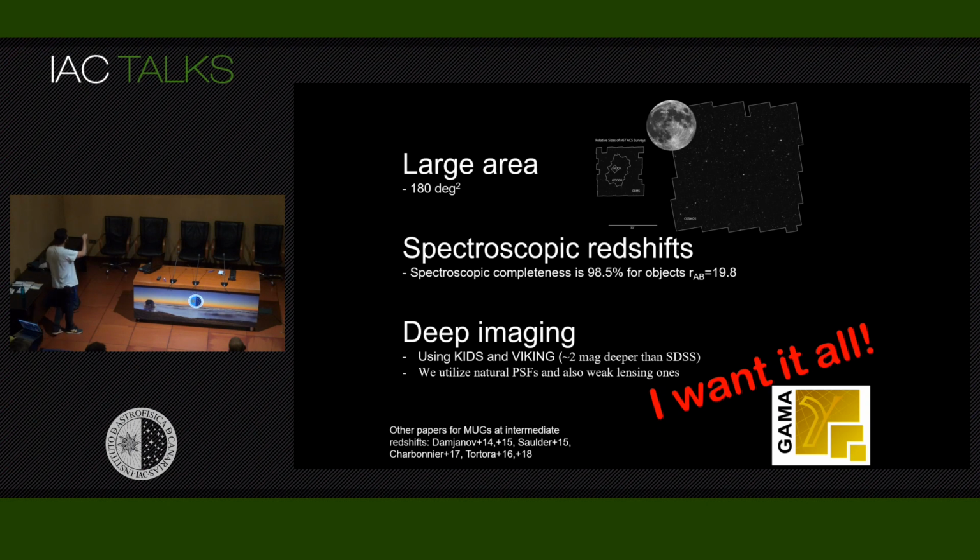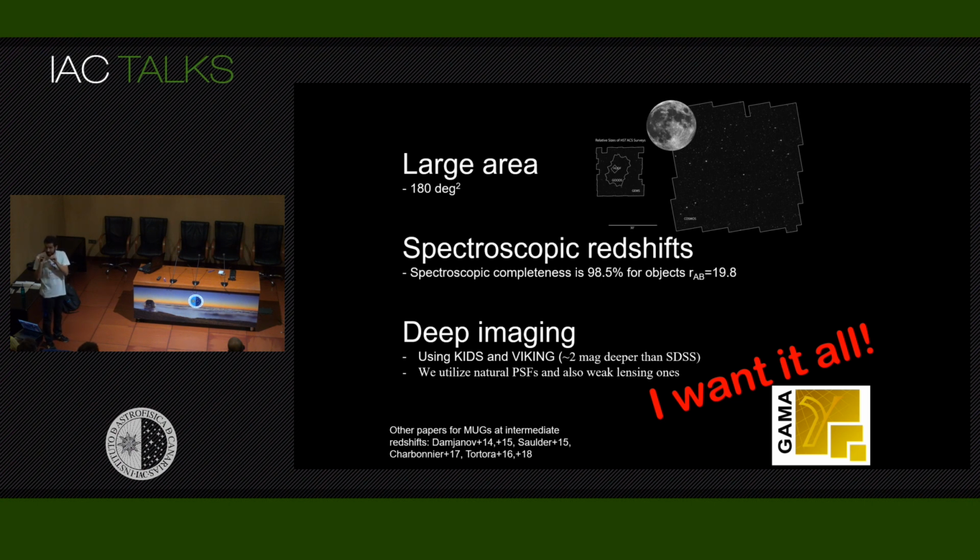In my personal case, in our latest paper, we have investigated the whole GAMA survey, which is 108 square degrees. So if the size of the full moon is half a square degree, we are speaking about 360 times the size of the full moon. But we need a very deep imaging in order to tell whether these galaxies are really compact.